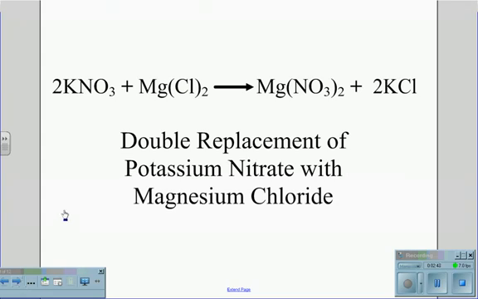An example of this would be a double replacement reaction where potassium nitrate combines with magnesium chloride and ends up being magnesium nitrate plus potassium chloride. This is classification of chemical reactions, and thank you to the Flintstones.